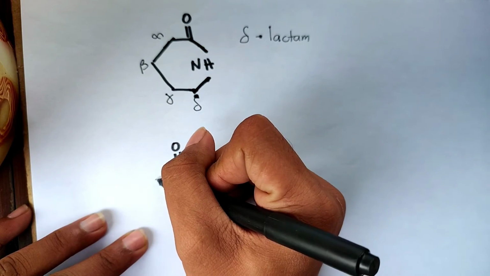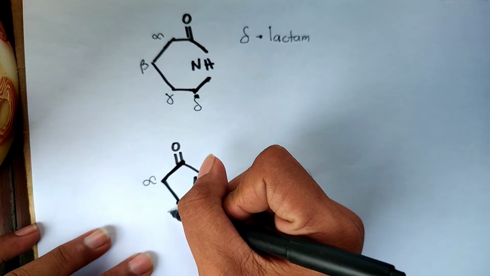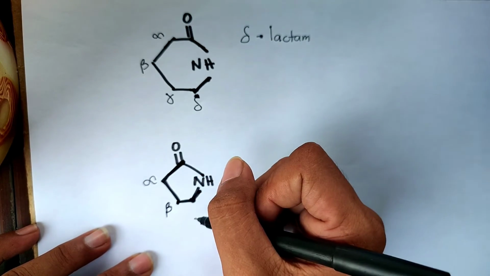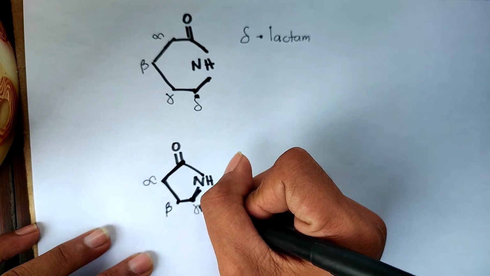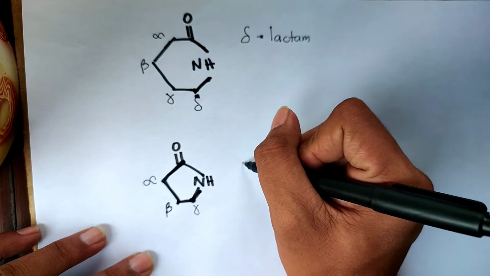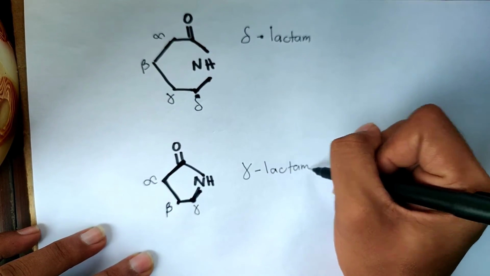Like this. Alpha, beta, yan, beta, and gamma. So, yun. Gamma lang yung kanyang pangalan. Gamma lactam. Like this one. Gamma lactam. So, that's it.